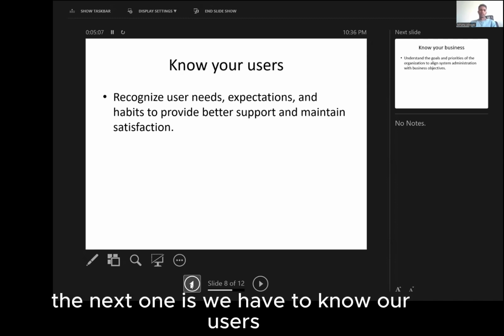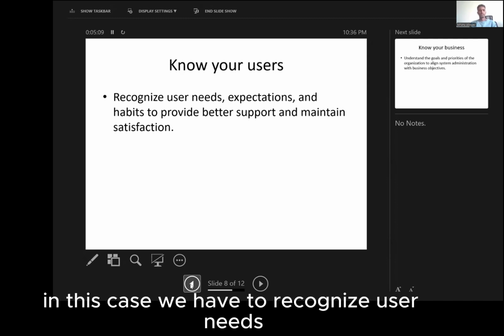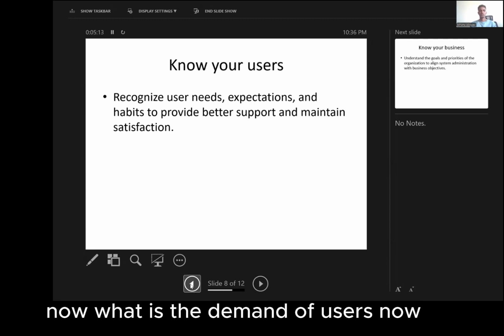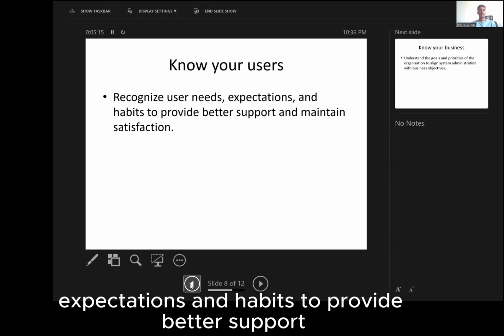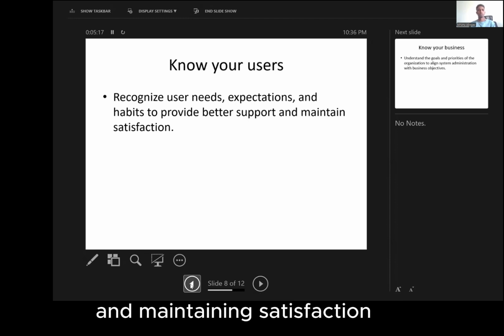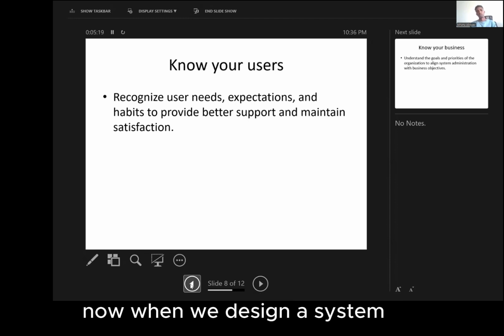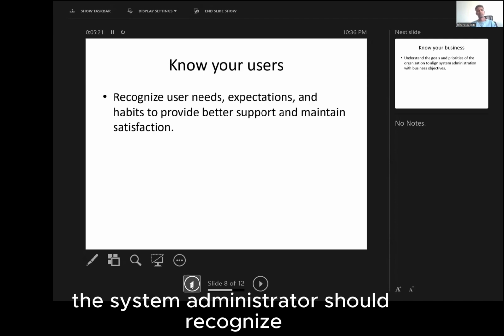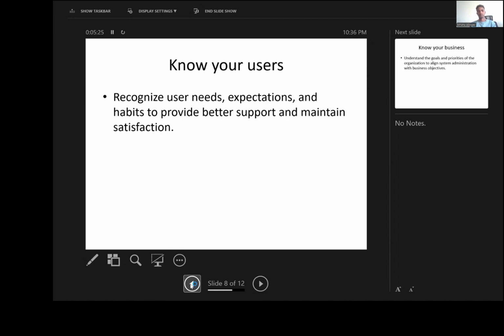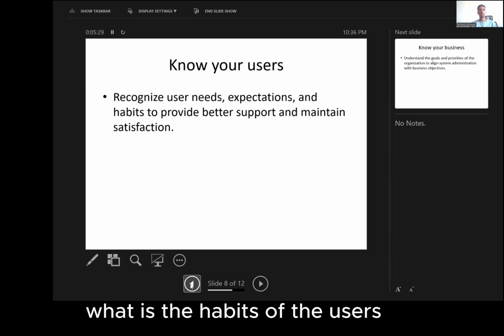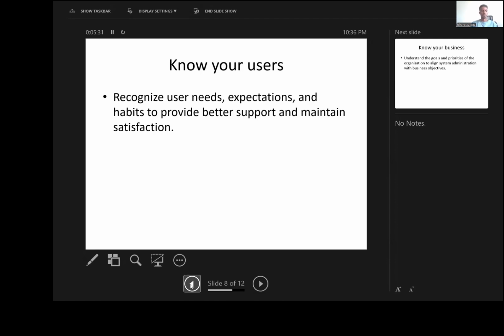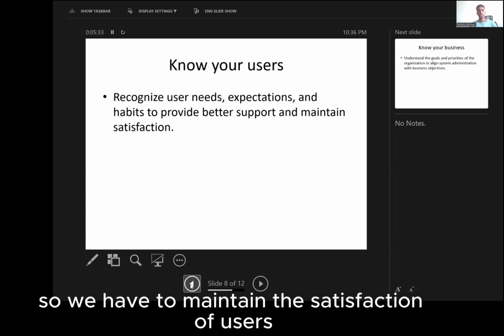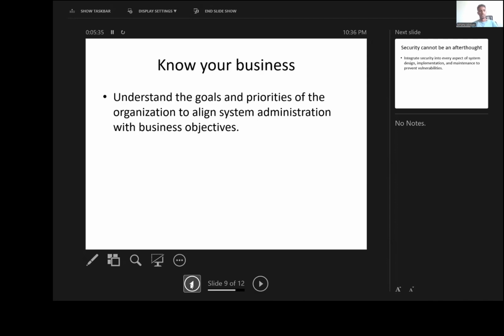The next one is we have to know our users. In this case, we have to recognize user needs. What is the demand of users now? Their expectations and habits, to provide better support and maintain satisfaction. When we design a system, the system administrator should recognize the users' demand, what they expect, and what the habits of the users are. So we have to maintain the satisfaction of users.